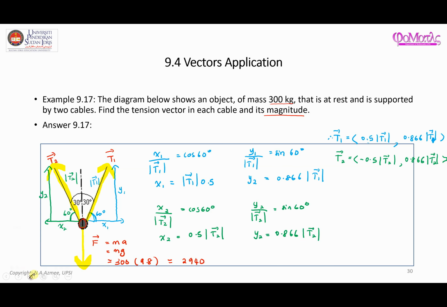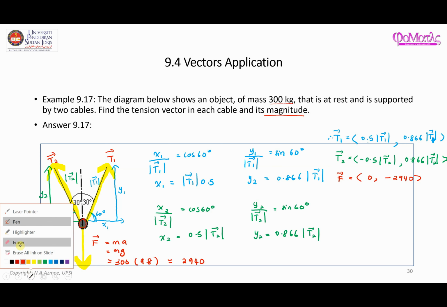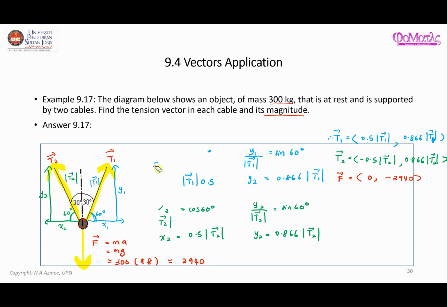And then we have another vector that we should consider, which is this vector, so we call it f. So f is another vector where there is no horizontal component because it is going straight downward here, so the horizontal component is 0, and since it is going downward, the y component here is going to be negative 2940. So there you go, we have managed to get all the vectors involved written down as such. This is vector t1, vector t2, and vector f. Okay, let me just erase some part of this.